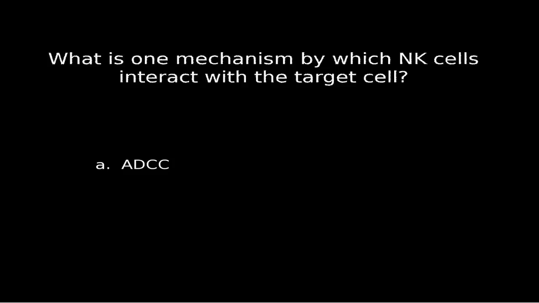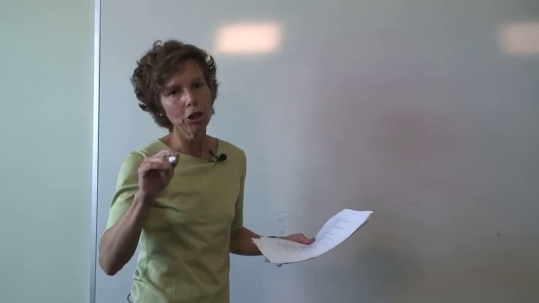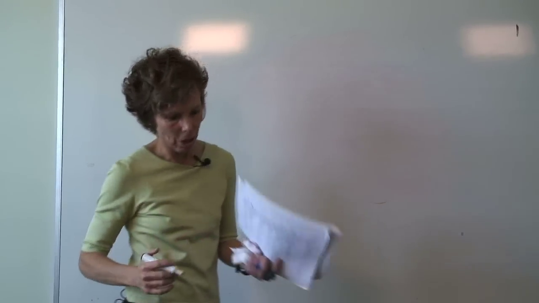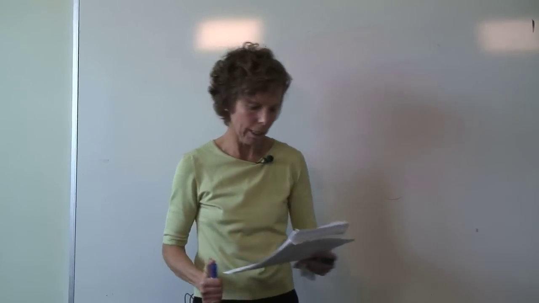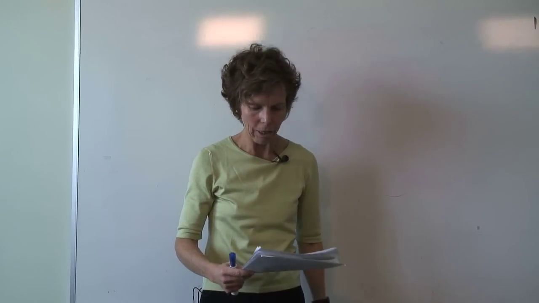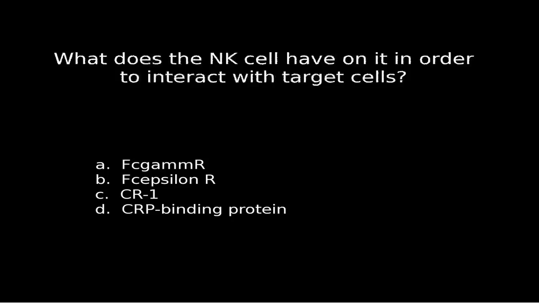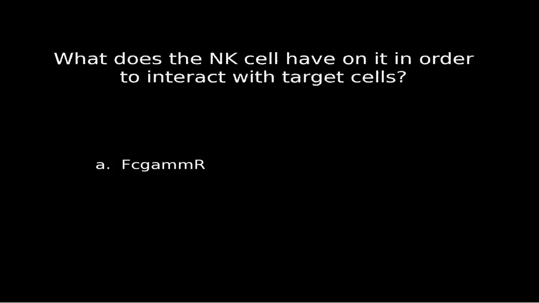But they do interact with this ADCC, and they produce these granzymes and perforins, which basically drill a hole in the bad guy. And you can increase their cytotoxicity, which we'll get into once we get into more cytokines. Number 4. What does the NK cell have on it in order to interact with the target cell? And that is what we just went through. The answer is A, Fc gamma R.